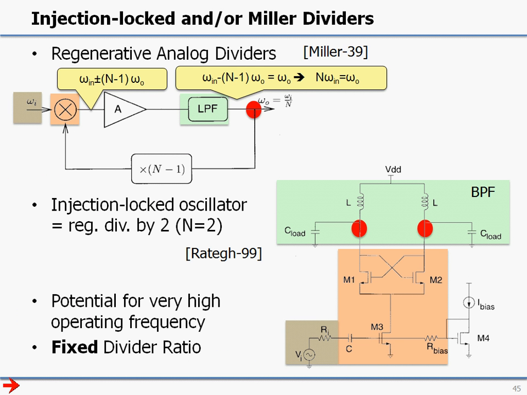I'm not going to spend a lot of time here. This is for completeness and for your reference. If you need to build very high frequency dividers, for example, if you want to design millimeter wave PLLs, you will probably use this type of Miller dividers, but they have a fixed divider ratio. They're basically a fixed prescaler which you can incorporate in your loop.